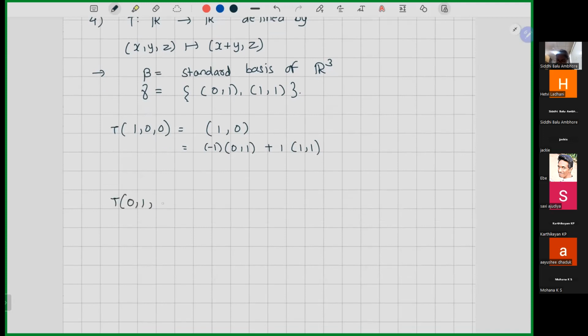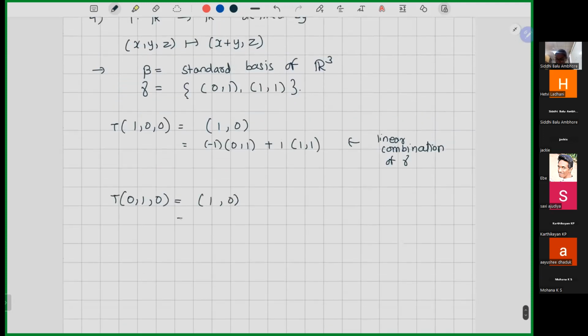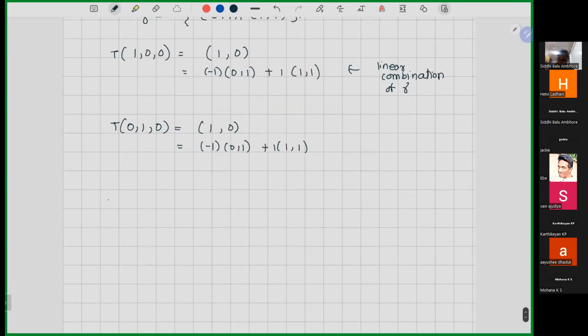Directly I got the linear combination. Again I'm writing it so that it will be clear for you: the linear combination of gamma. Similarly, again it will be (1, 0) and it is minus 1 times (0, 1) plus 1 times (1, 1). And the last one, T of (0, 0, 1), is (0, 1), and this is 1 times (0, 1) plus 0 times (1, 1).